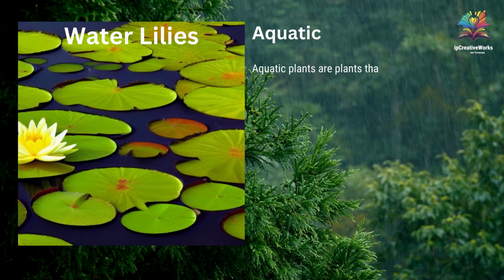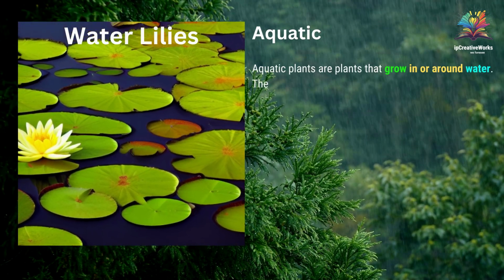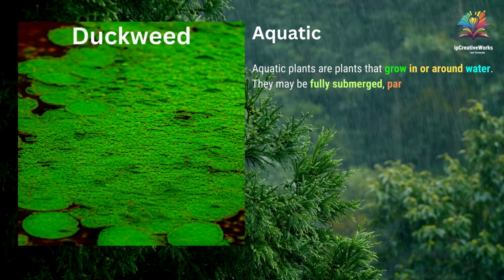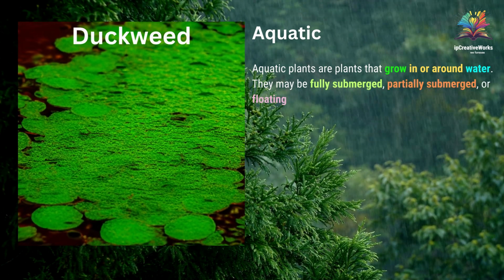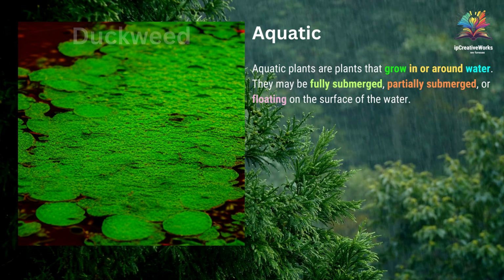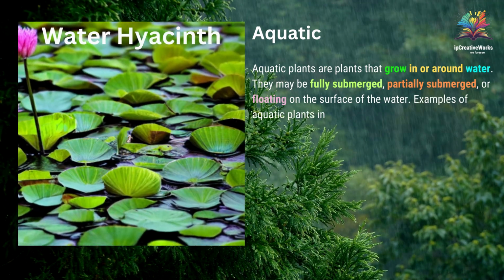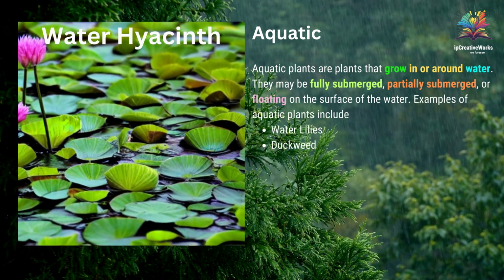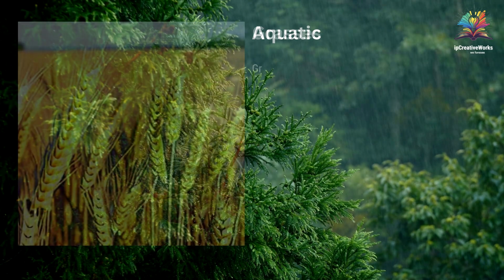Aquatic plants are plants that grow in or around water. They may be fully submerged, partially submerged, or floating on the surface of the water. Examples of aquatic plants include water lilies, duckweed, and water hyacinth.